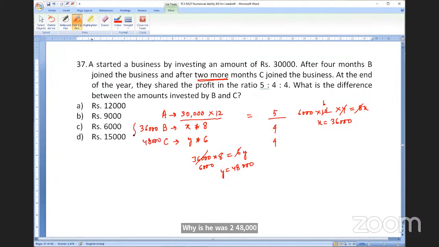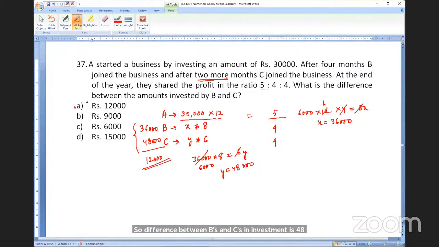So the difference between B's and C's investment is 48 minus 36. That is 12,000, which they are looking for. Option A is the pick.